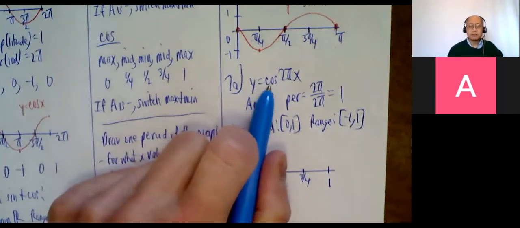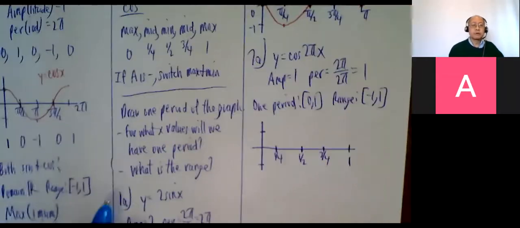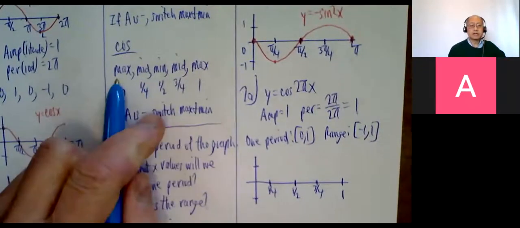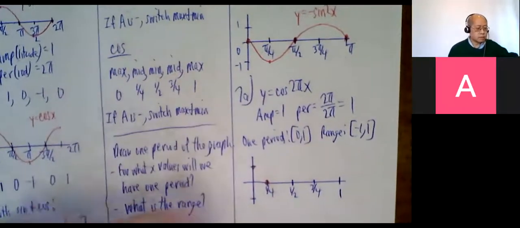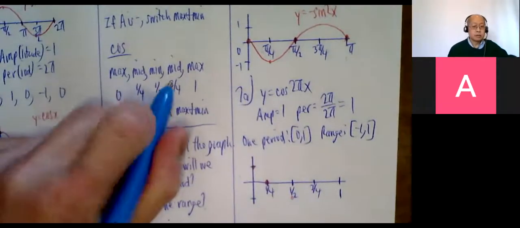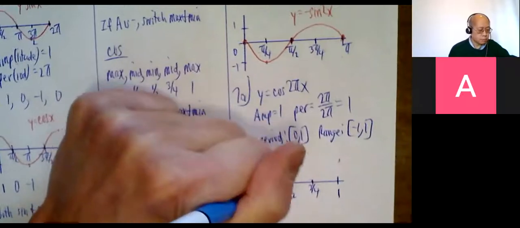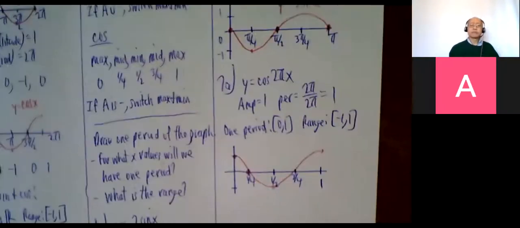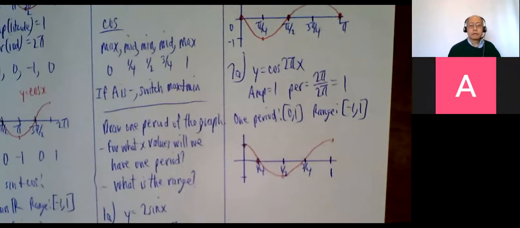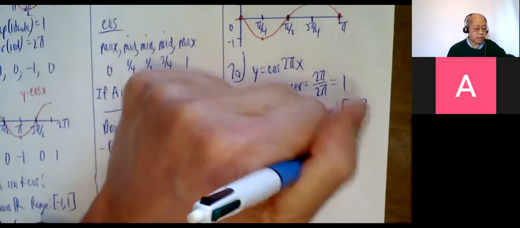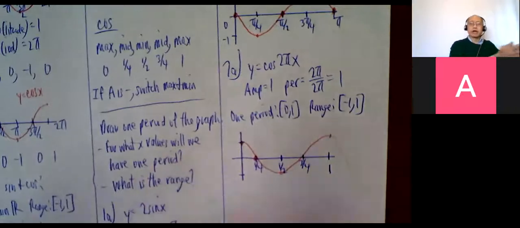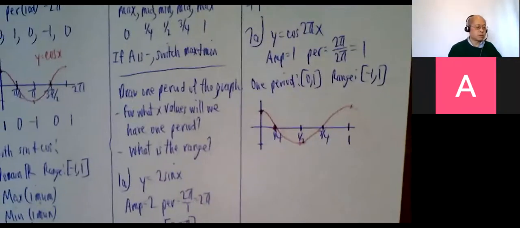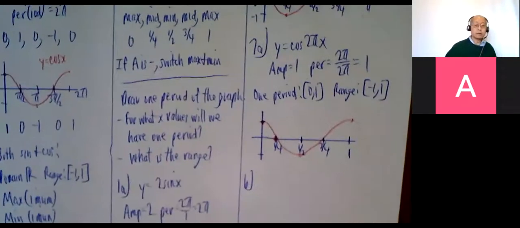My a is positive. So if a is positive, for cosine, I follow this. Maximum, midline, which is 0, minimum, midline, maximum. Okay, remember, this is really just one period. In actuality, it keeps going on both sides. It goes on forever. Just copy this, paste, paste, paste to the right, paste, paste, paste to the left, and so on.